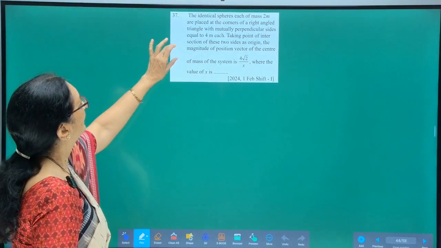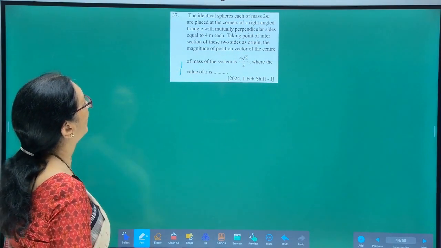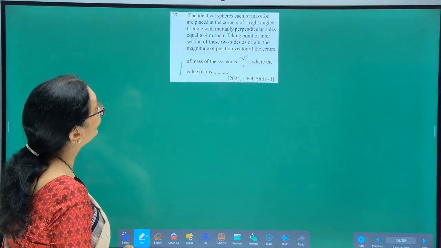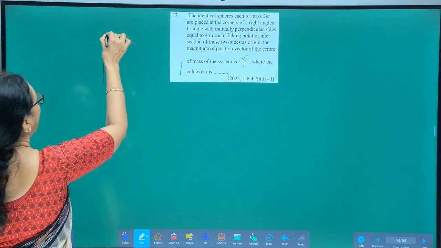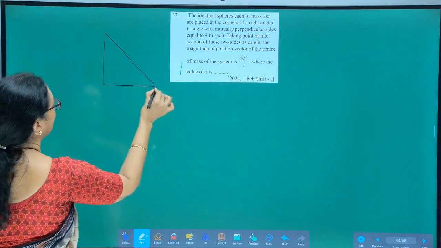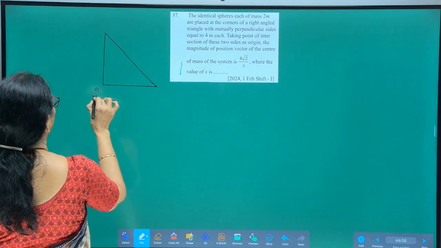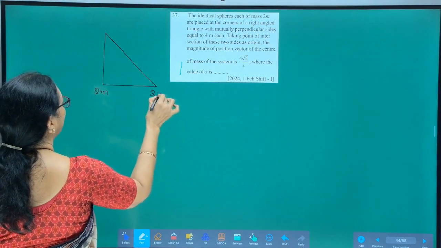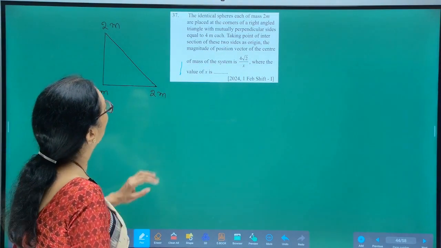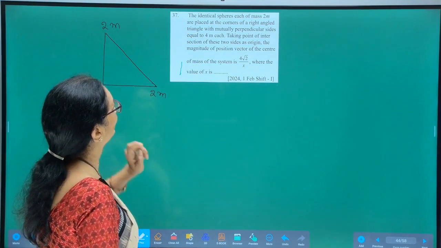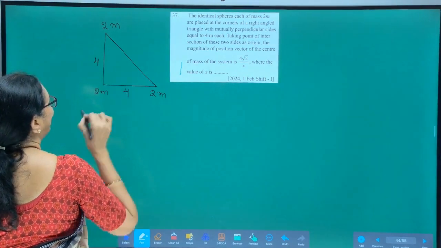Look here, the identical spheres of mass 2m are placed at the corners of a right angle triangle with mutually perpendicular sides. Let us draw the diagram for that. 3 identical spheres of mass 2m. This is of mass 2m, this is of mass 2m. They are placed at the 3 corners of a right angle triangle. Mutually perpendicular sides are 4 meters each.